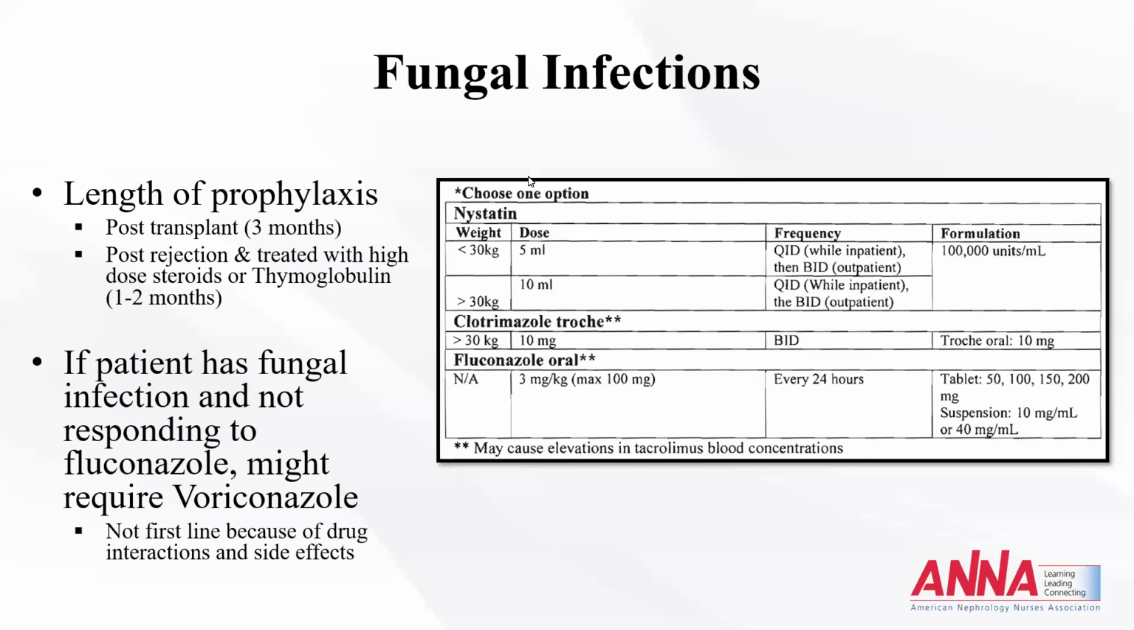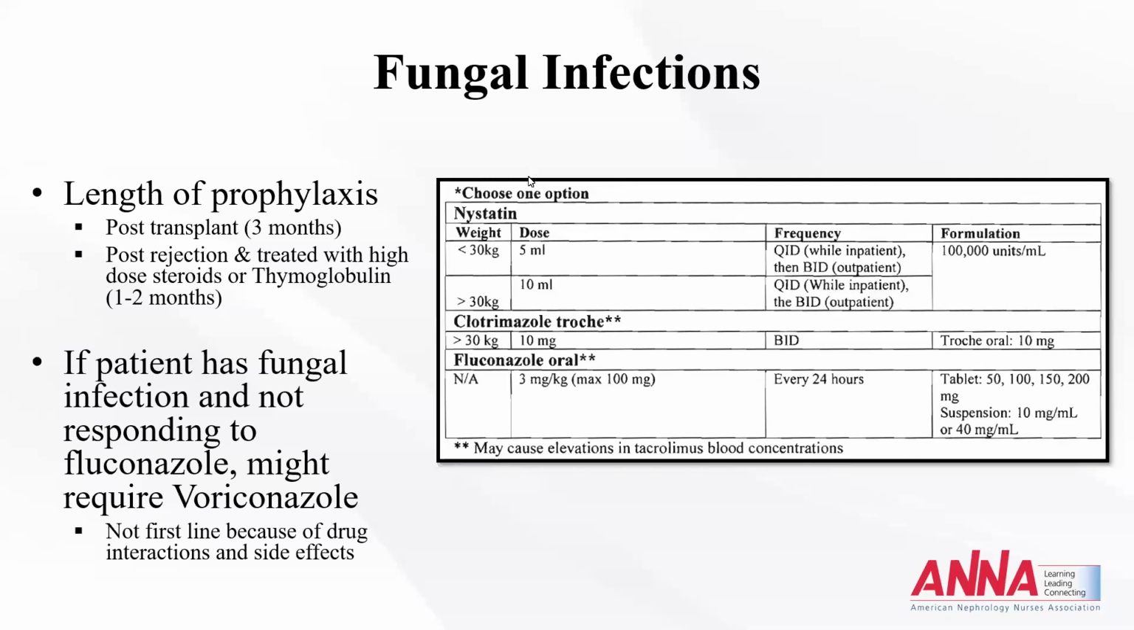The other one we have is fluconazole. The reason we may switch to that one is because nystatin tastes nasty. It's an orange liquid, and if you've ever used it, it doesn't taste the best. So compliance is sometimes hard, getting patients to want to take that. You can also use fluconazole, 3 milligrams per kilogram with a max of 100, given every day. There is a suspension available as well, usually 40 per 1 ml, for the little kids that may have a G-tube or need the liquid version.